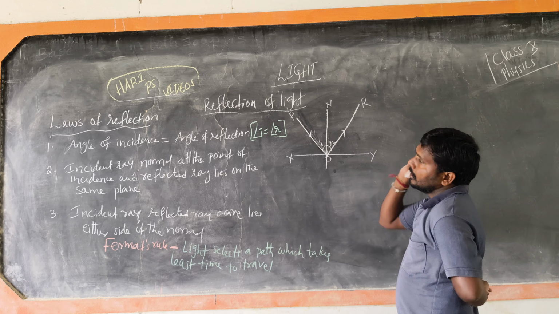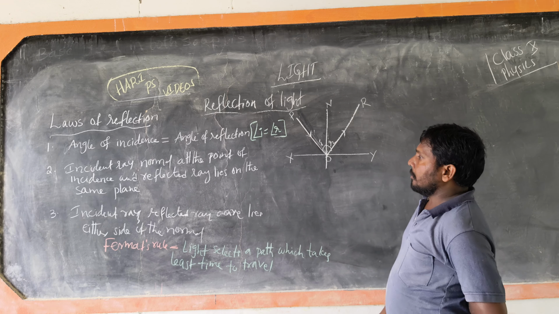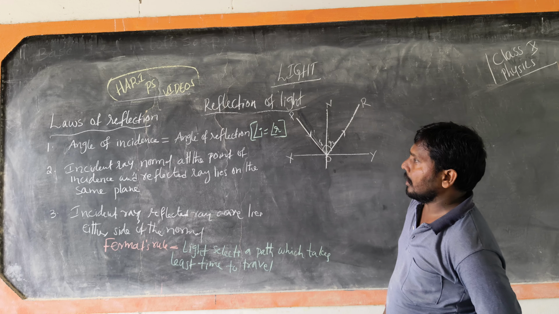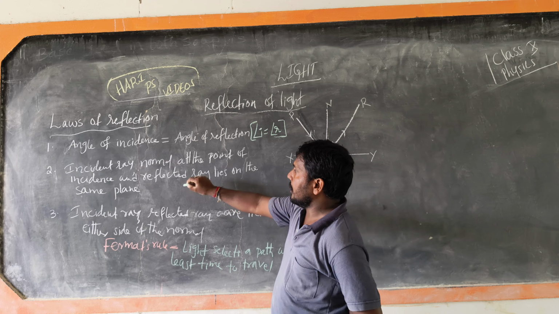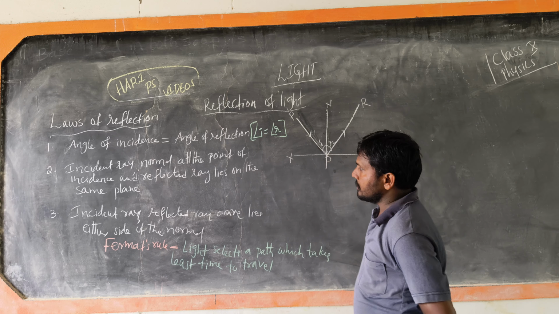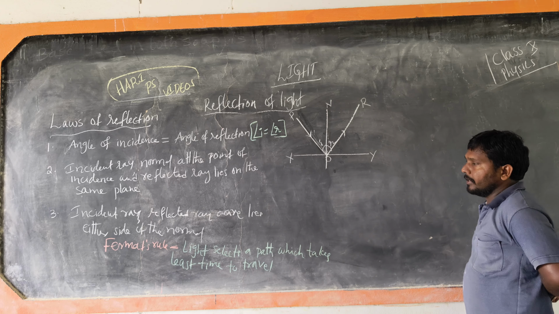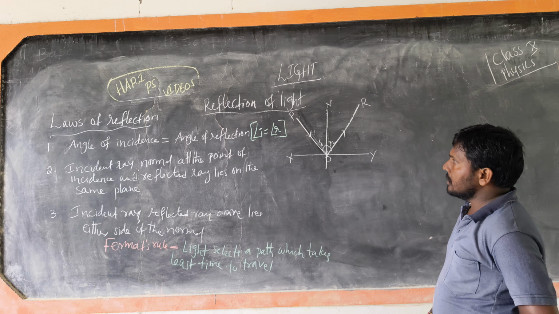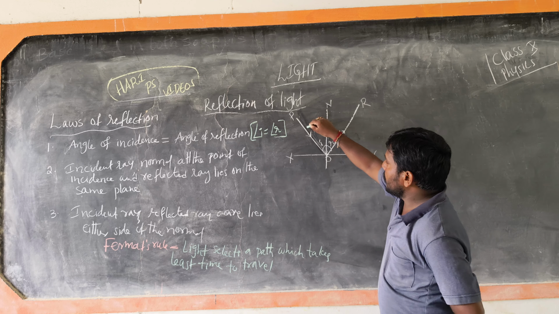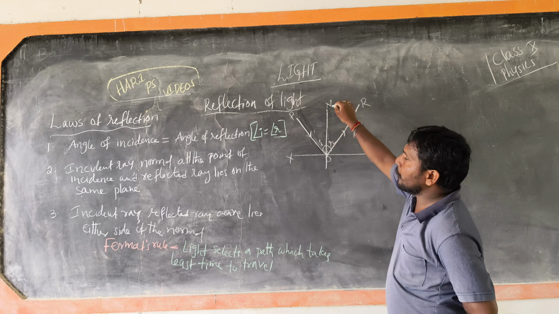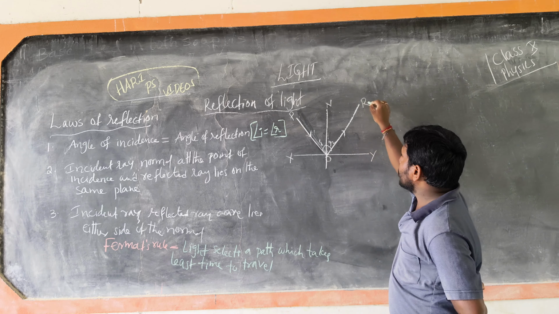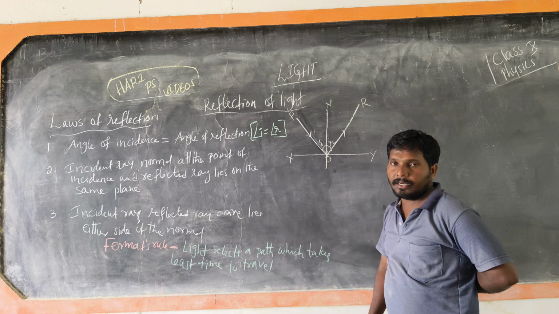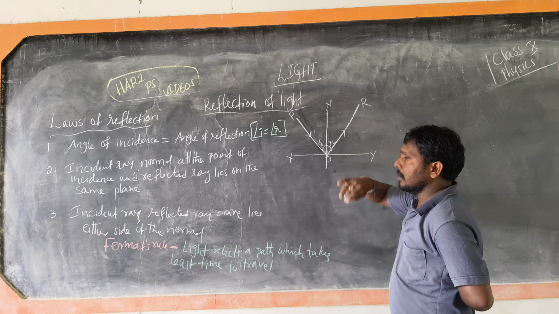Okay. Then, coming to the next one, the second law. The incident ray, the normal at the point of incidence and the reflected ray lie on the same plane. So, PO is the incident ray, ON is the normal, OR is the reflected ray. These all lie on the same plane.